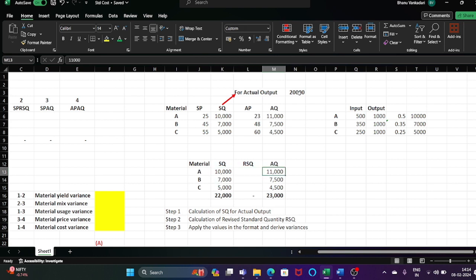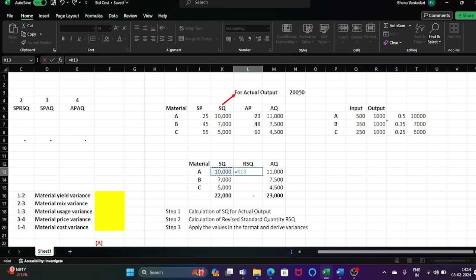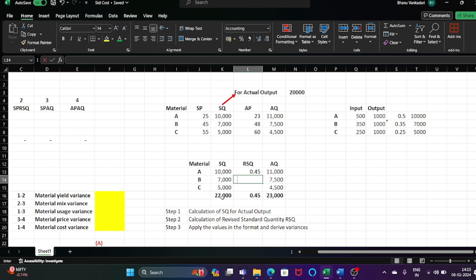Step 2 is the revised standard quantity. How will you calculate the revised standard quantity? Revised standard quantity is nothing but the actual total quantity consumed apportioned in the standard quantity proportion. So here, what is the standard quantity proportion? 10,000 divided by 22,000, so 45%, and 7,000 divided by 22,000, 32%, and 5,000 divided by 22,000. So 45% of 23,000.